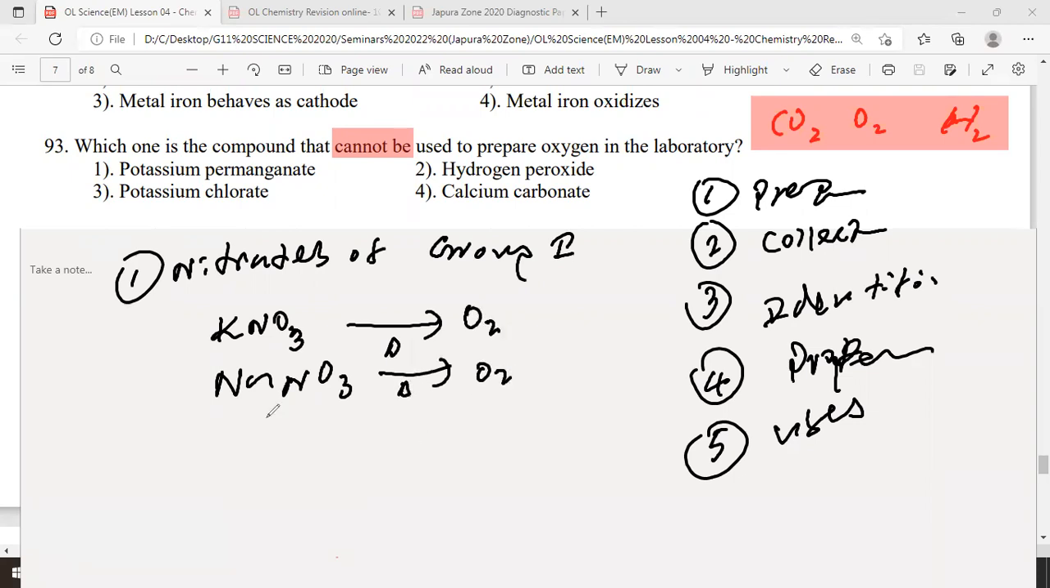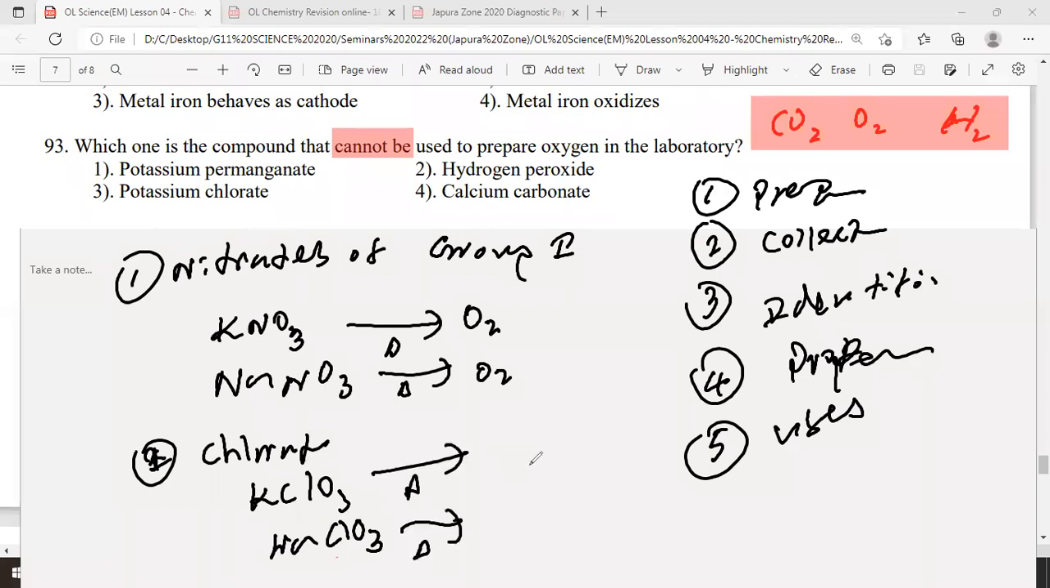In addition, you can use chlorate. Number 2, chlorate. What are the chlorates? Potassium chlorate, KClO3. Sodium chlorate, NaClO3. That also, when you are heating, it gets decomposed. All these are thermal decomposition reactions. Oxygen is given out as the only gas. Okay, so you can use nitrates, chlorates.